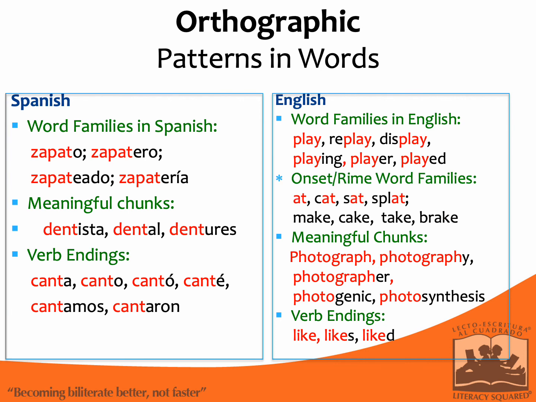However, in English, there are other word families that look at onset and rhyme. These are words that have the same ending part. When you change the onset or the beginning part, many new words can be generated and called families.